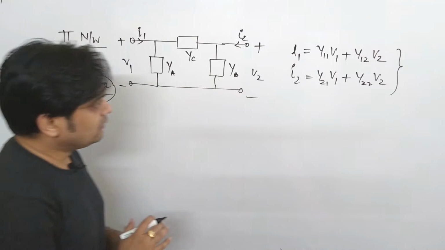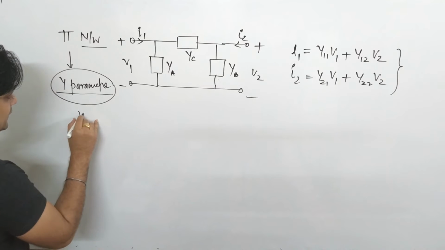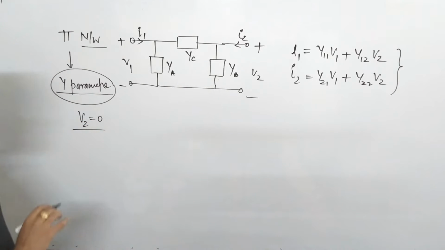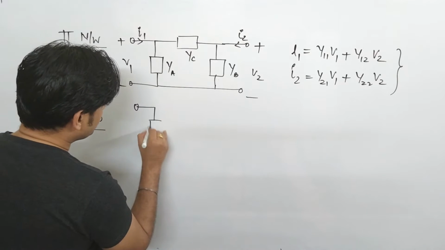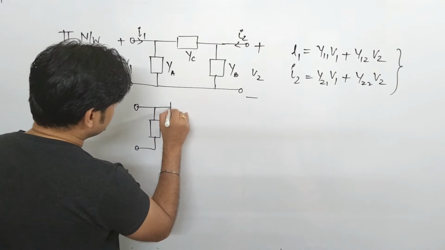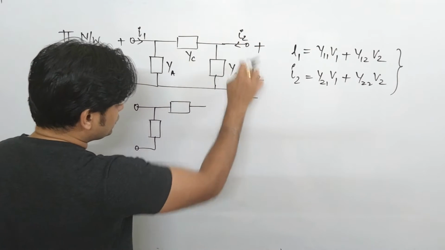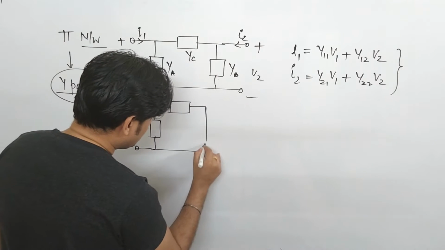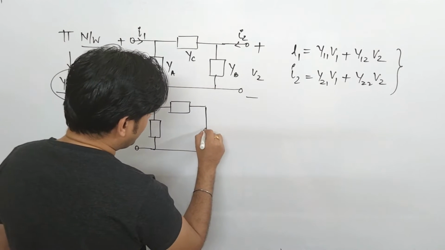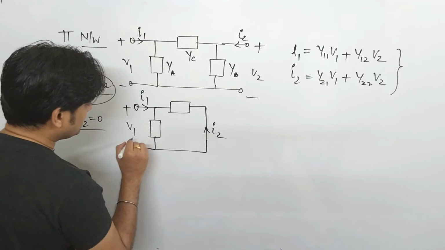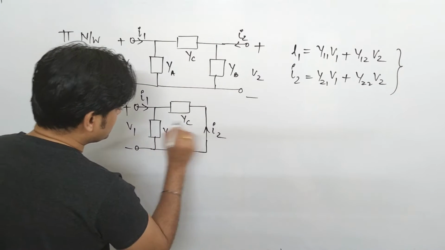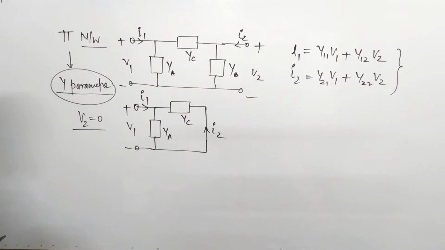Now for finding out the Y parameters, we will first consider V2 is 0. This is the procedure. When you make V2 as 0, once again I will redraw it. This network comes to be in this form. Since this is short circuited, this will be removed. Now it is in this form, and this is the current I2, flowing in this manner. This is I1, this is V1, this is YA and this is YC. Very simple. When you make V2 as 0, that admittance will get short circuited and this is the form.